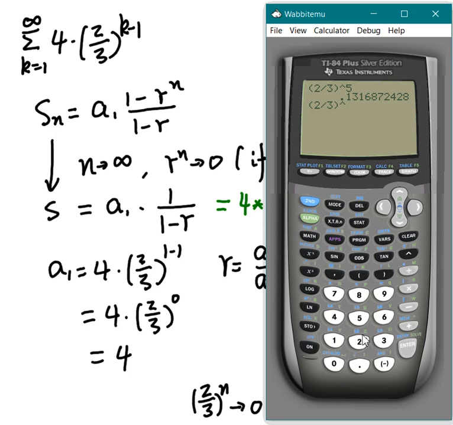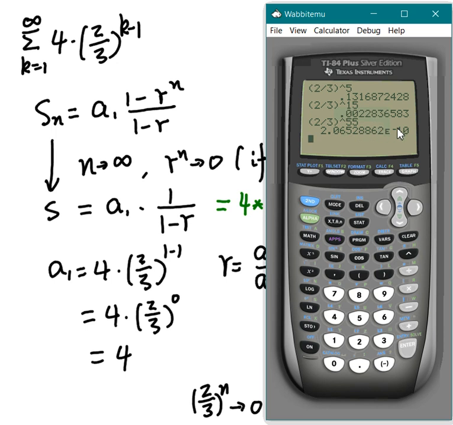If you do 2/3, let's say the exponent is 15, you see the number is getting smaller, 0.00. It's getting very close to 0. Then you do 2 divided by 3, you may do maybe 55. That will be 10 zeros before 2. So this number is very small.